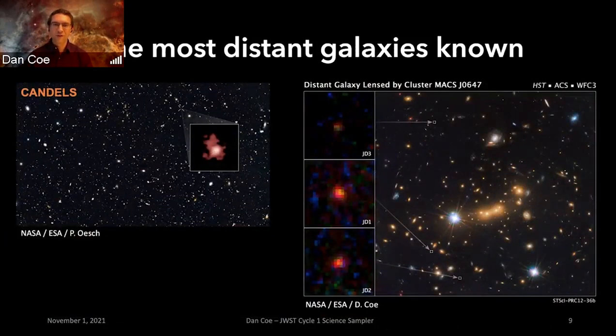So these here are the two most distant galaxies known, at a redshift of 11. On the left, Pascal Oesch's most distant galaxy, and mine on the right. Mine is lensed by this galaxy cluster, and you actually see three lensed images of it. And the brightest image there is about the same brightness as Pascal's galaxy there. So these are both relatively very faint, but they're 26th magnitude. They're bright enough that we can study them in more detail with JWST, and we will in Cycle 1.